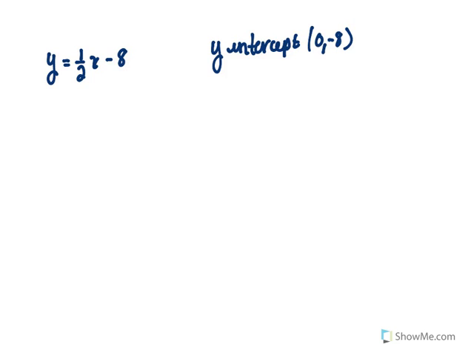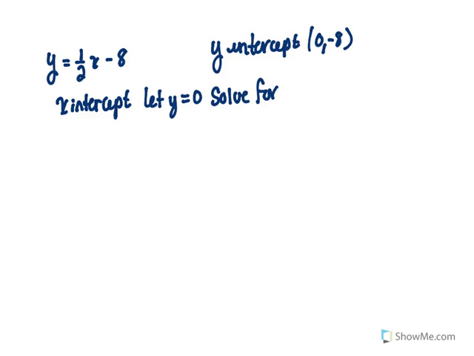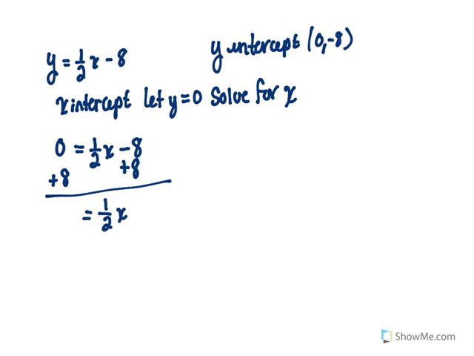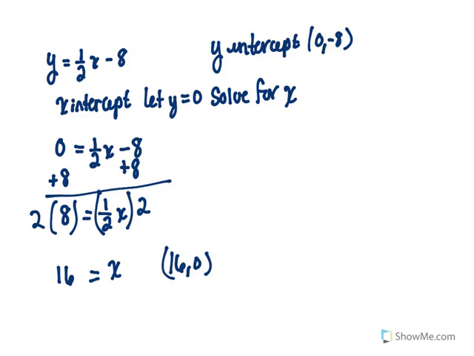So, to solve for the x-intercept, again, I'm going to let y equal 0 and solve for x. It's a little bit more complicated, so I have 0 is equal to 1/2 x minus 8. Now, to isolate x, I'm going to go ahead and add 8 to both sides of the equation, and I get 1/2 x is equal to 8. Now, to get rid of this 1/2, I can divide by 1/2, which means I'm multiplying by the reciprocal, or I can just multiply both sides of the equation by 2, so x is equal to 16. So my x-intercept would be the point 16, comma, 0.